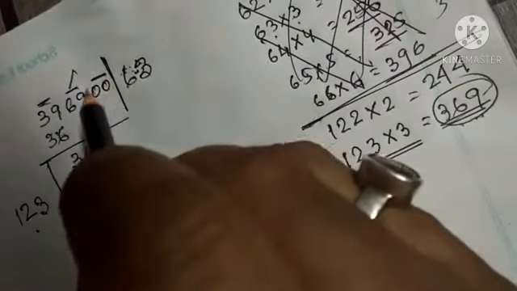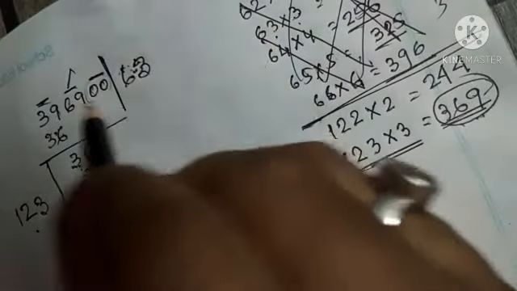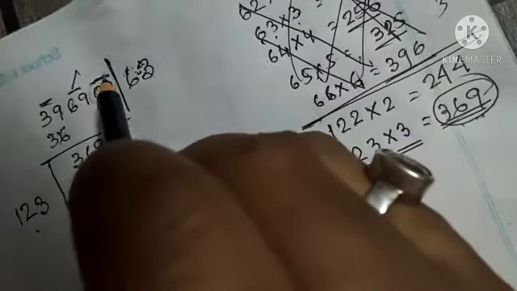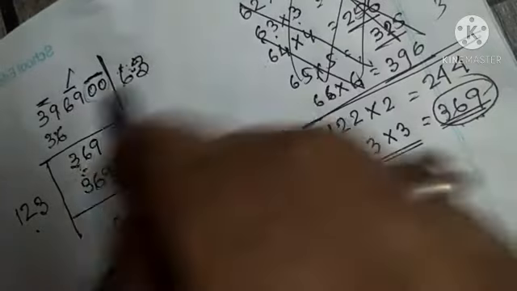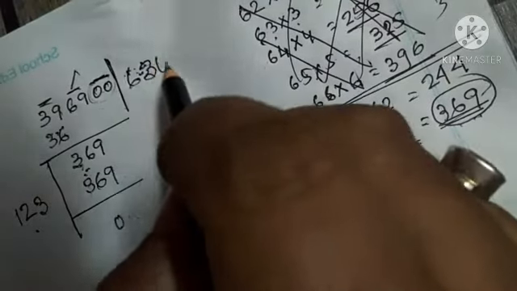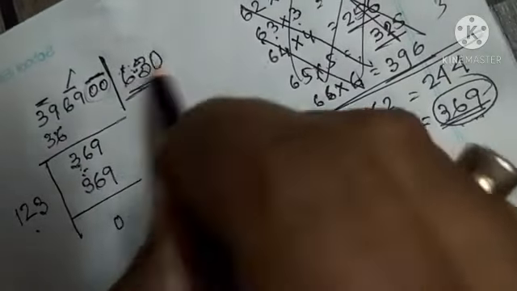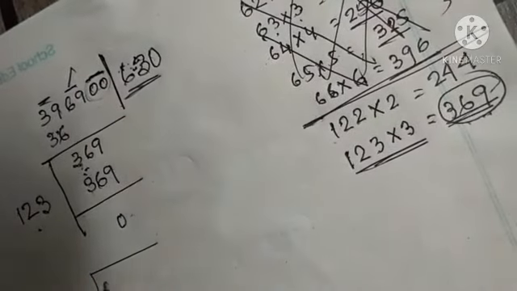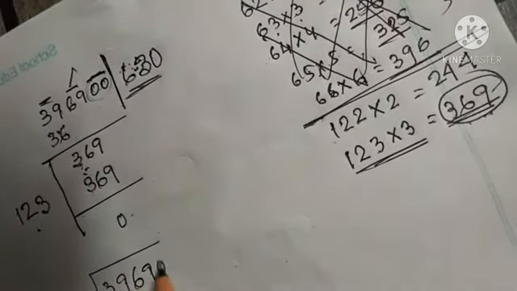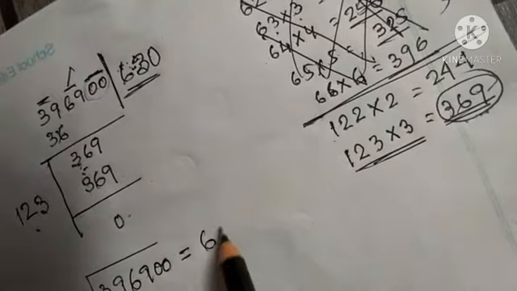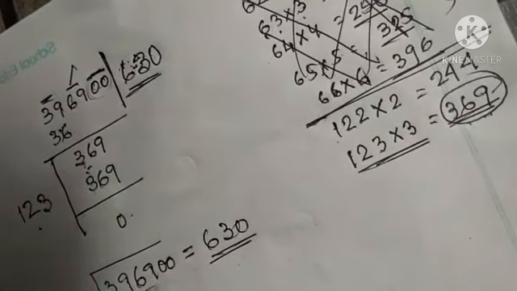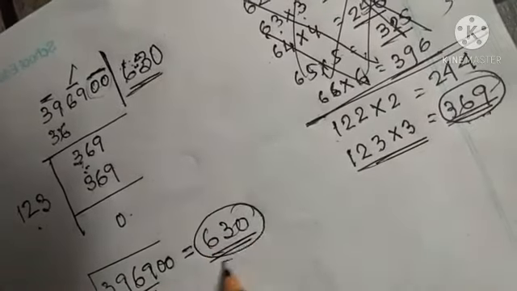But here is 00. In this case, in this 00, we have to write just 1 0 here. Okay, therefore the square root of 396,900 is equal to 630. The square root of this number is 630.